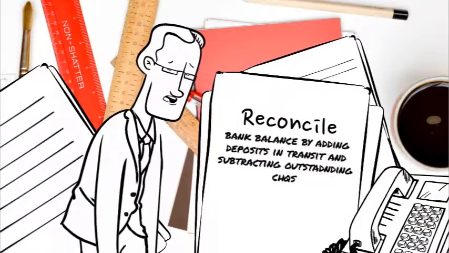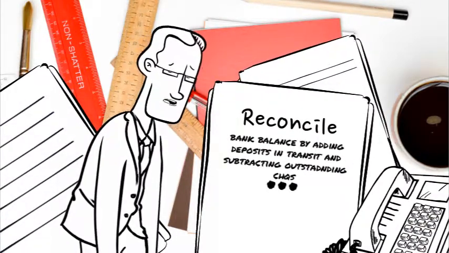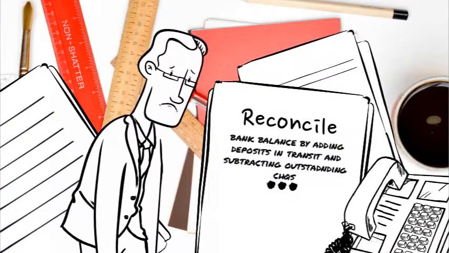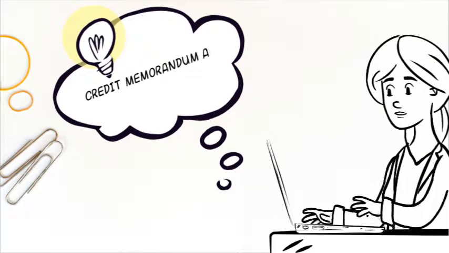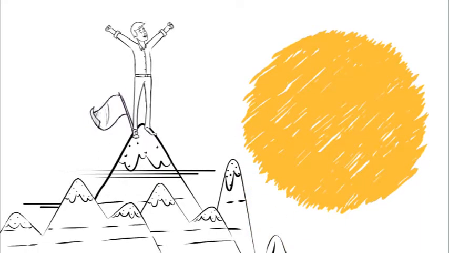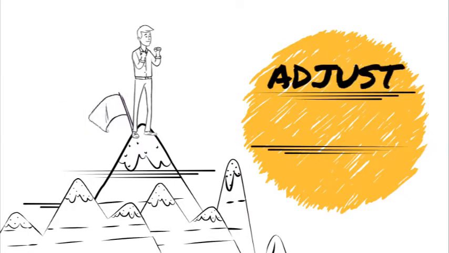Step 1, we reconcile the bank balance by adding deposits in transit and subtracting outstanding checks. Step 2, we reconcile the company's book balance by adding credit memoranda and subtracting debit memoranda. Step 3, finally, we record journal entries to adjust the company's book balance to the actual balance.